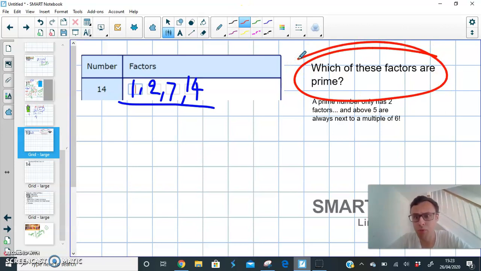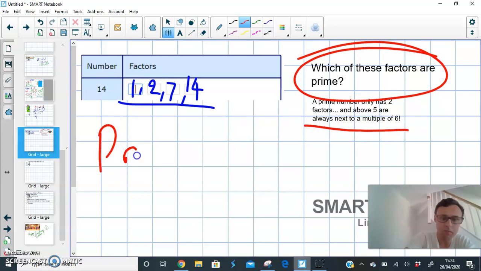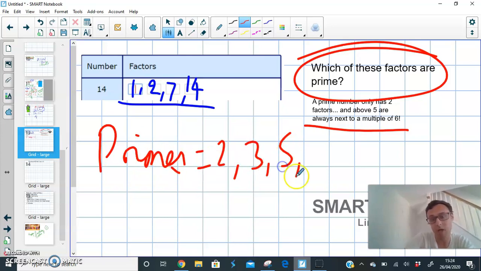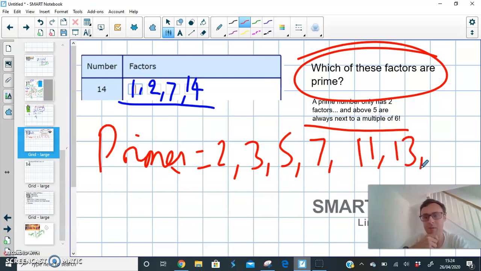Now I'm challenging you now. Which of those are prime numbers? Which of those are prime factors? Now remember, a prime number has only 2 factors. So our primes are 2, 3, 5, 7, then it's 11, 13, then it would not be 15 because 5 is in 15, it divides into it. 16 is not prime because 8 goes into it. Oh, it's 17, etc. They go right the way up.